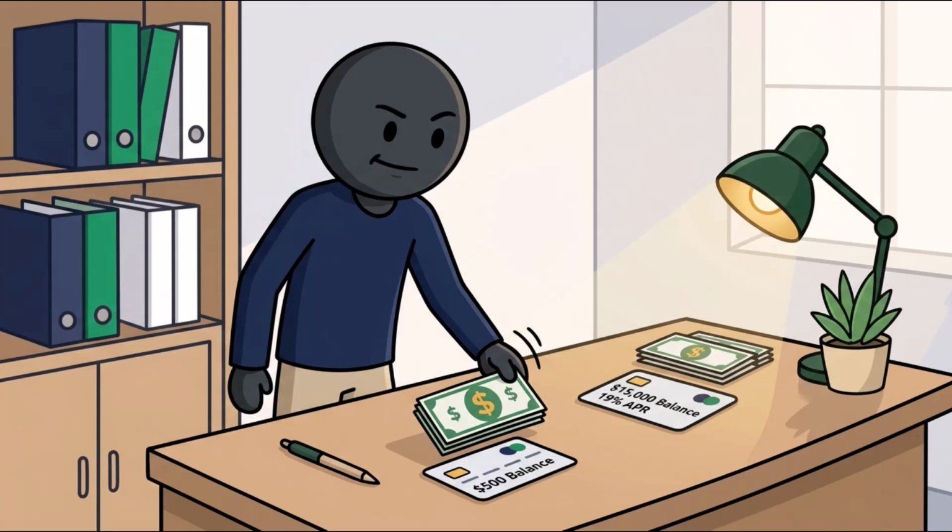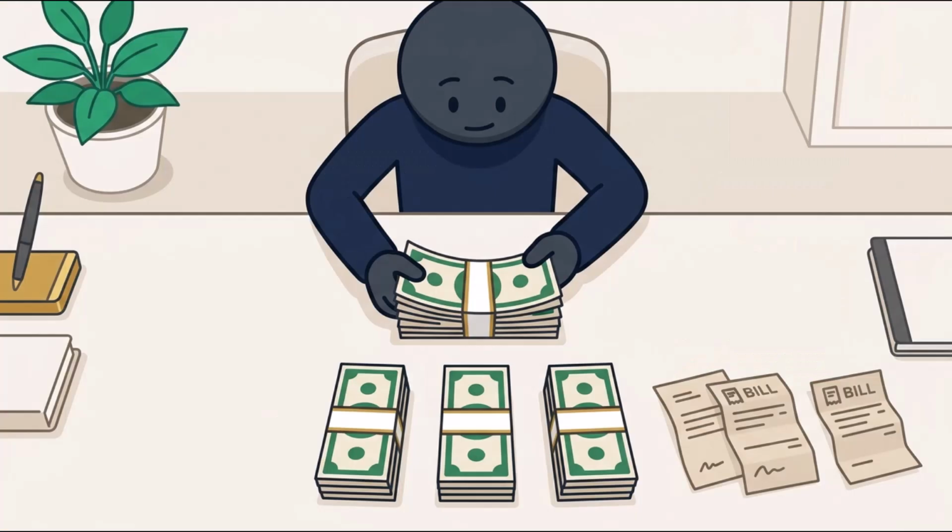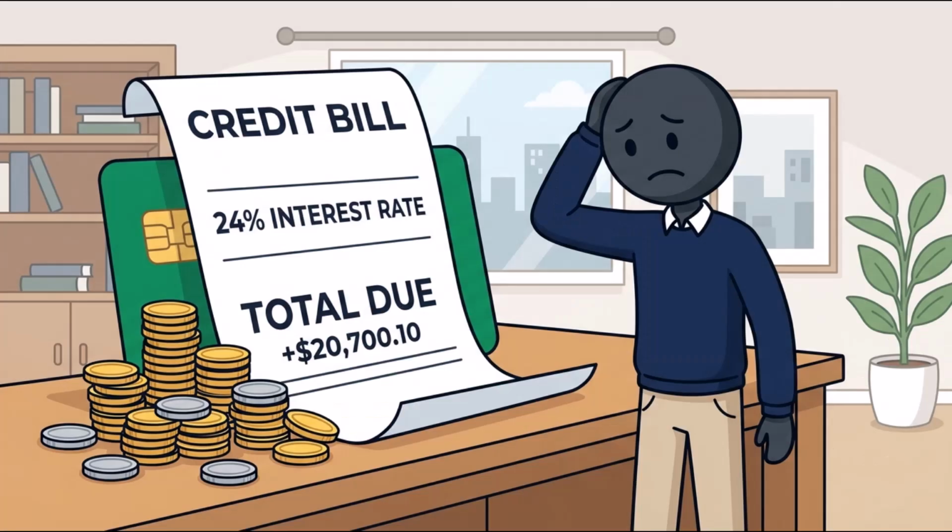Some months he puts extra money toward the smallest balance. Other months he divides the extra money equally. It feels productive, but his highest interest credit card keeps charging him heavily.